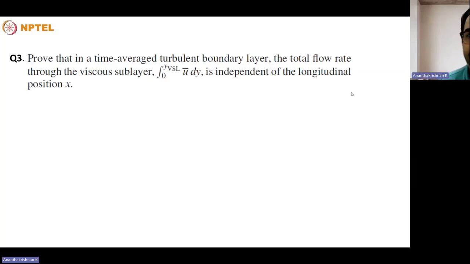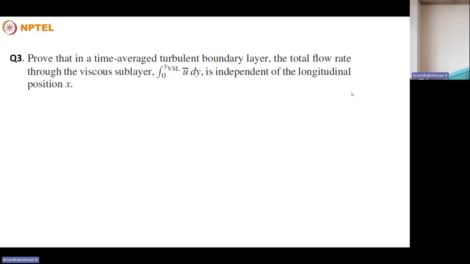So this is a straightforward problem, but if you know the basics of it, we can directly solve it straight away. So we need to show that the integral from 0 to the viscous sublayer thickness of u bar dy is independent of the longitudinal position of x. That is the time average, basically averaging with respect to the vertical distance of the mean component of the velocity, is independent of the longitudinal position with respect to x.